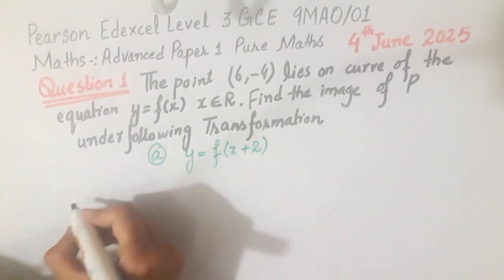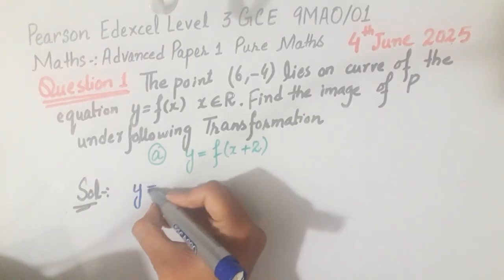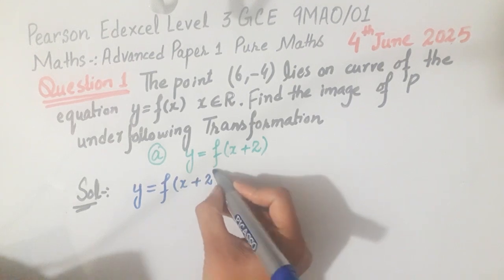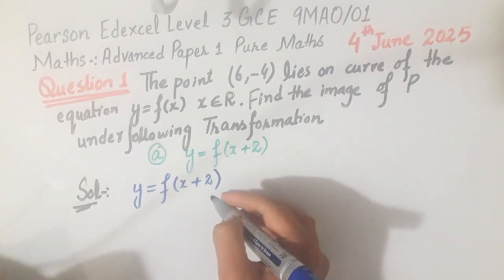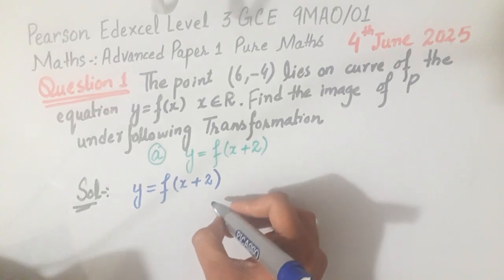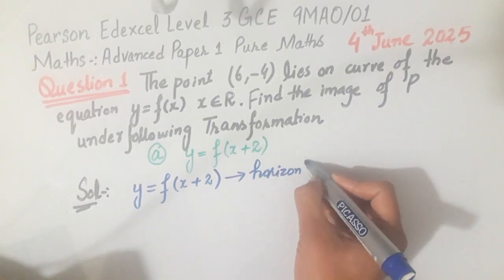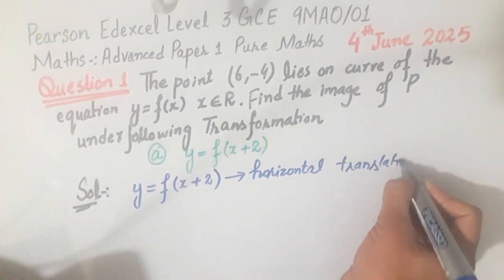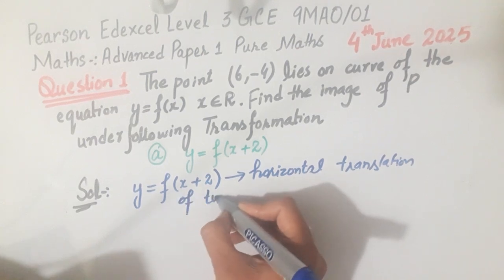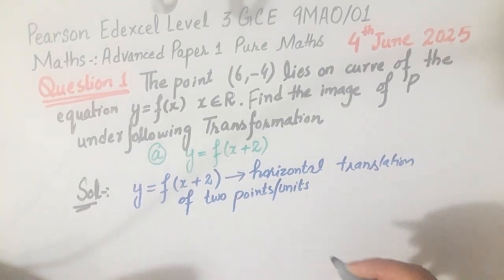So, first of all, in this we will just transform a point. y equals f of x plus 2 represents a horizontal translation of 2 units to the left.